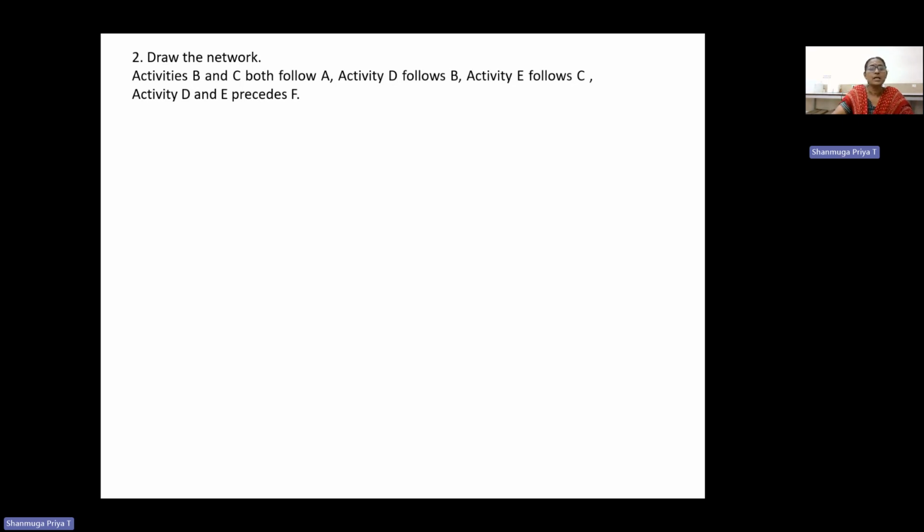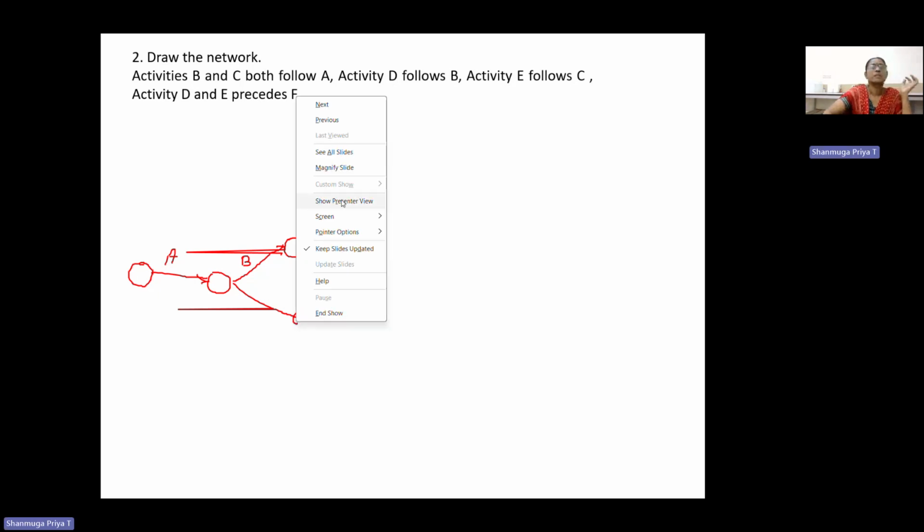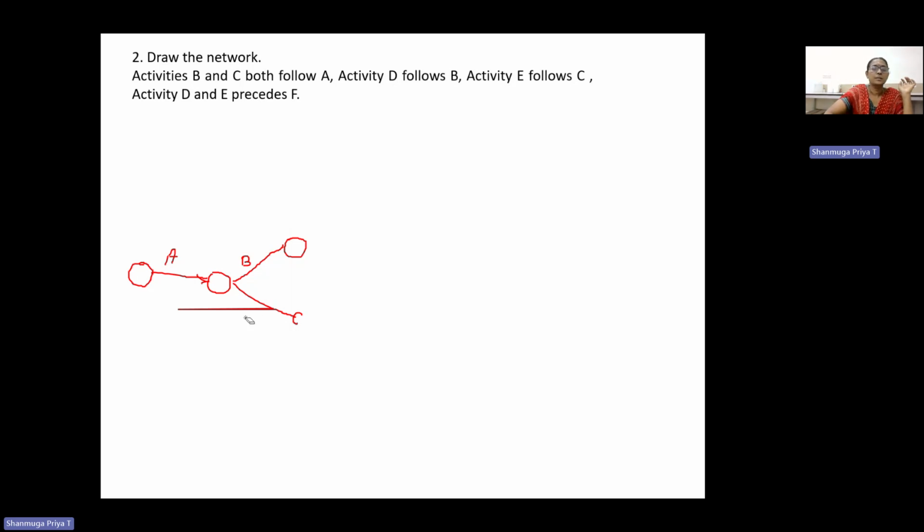Activities B and C follow activity A. Which means A is a starting activity. If we start with A as an activity, we can represent it with an arrow mark. So A is a starting activity, and B and C follow A. Both activity B and activity C will follow activity A. So that is the meaning.